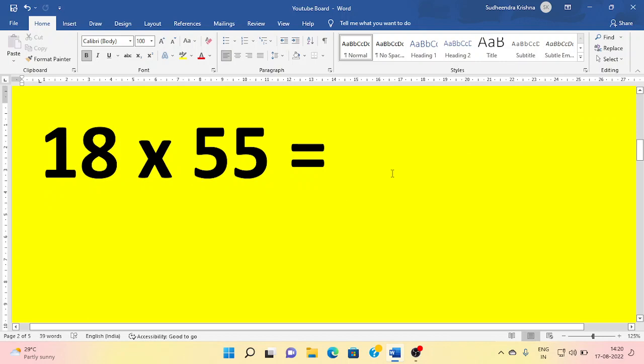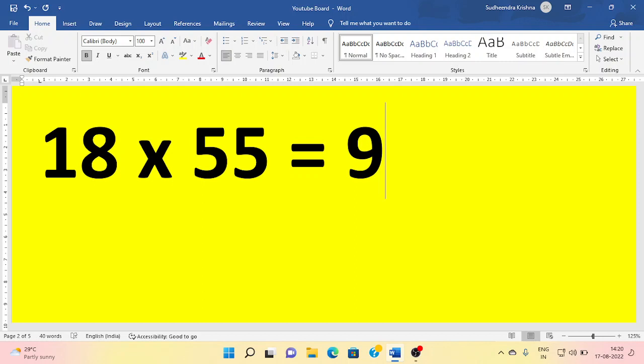So the first example I have taken is 18. In the first example, I have to multiply 18 with 55. So the first step is you find half of 18. Half of 18 is 9.